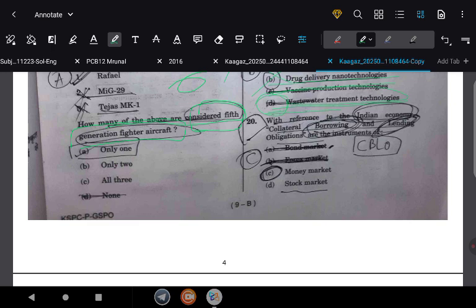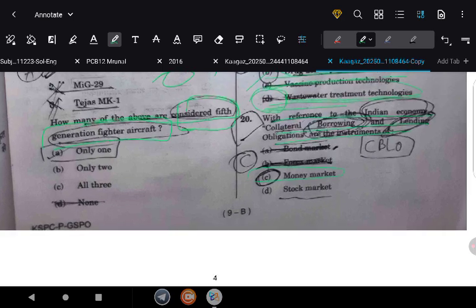Then, with reference to the Indian economy, collateral borrowing and lending obligations are instruments of. It is actually a common question if you know the answer: money market. But then again, if you want the logic behind how the question has been framed, with reference to the Indian economy, collateral is something we give to the bank during times of mortgage, or while asking for some loan they ask for some collateral, so that is the collateral they are talking about. If you can make the word linkage, it is money market.